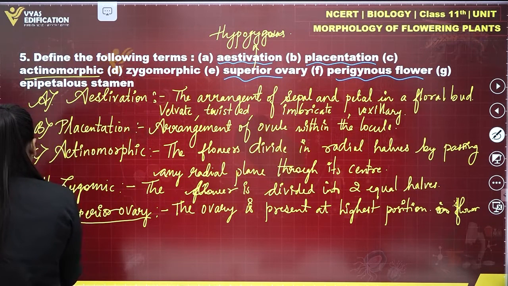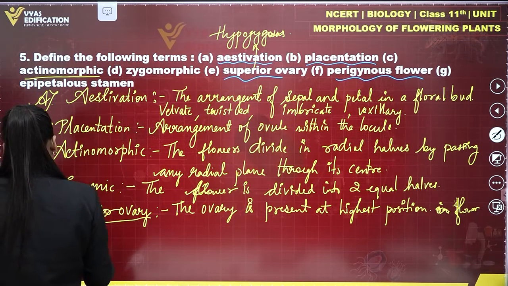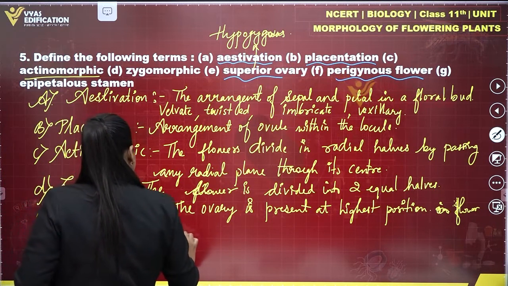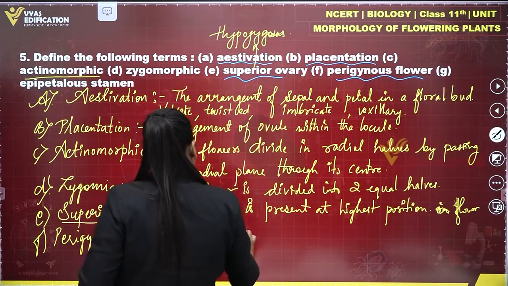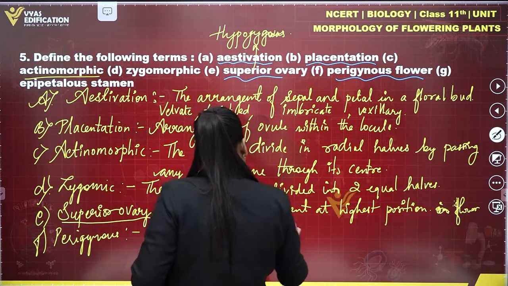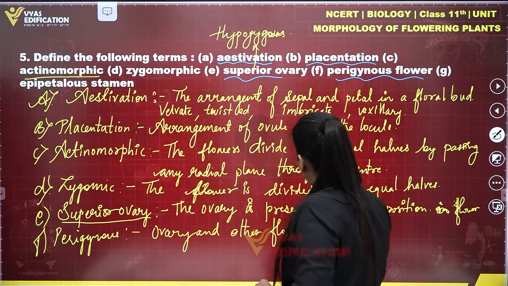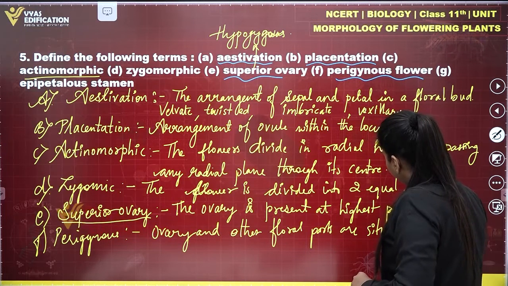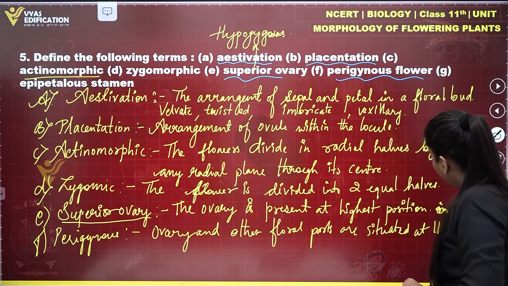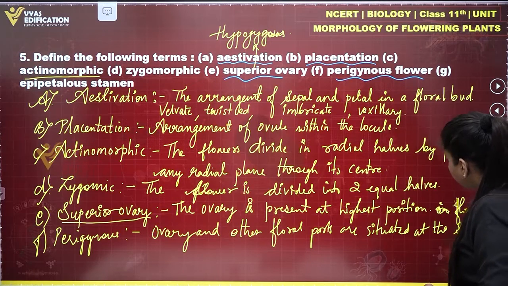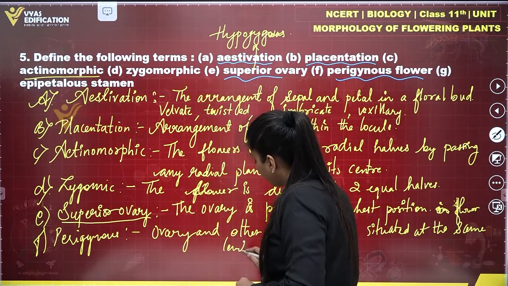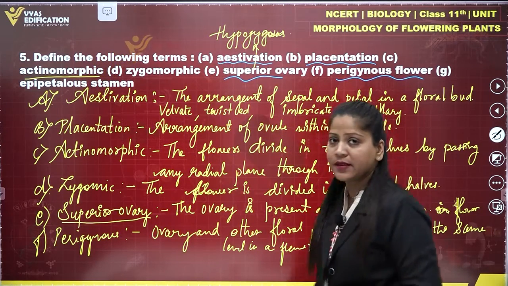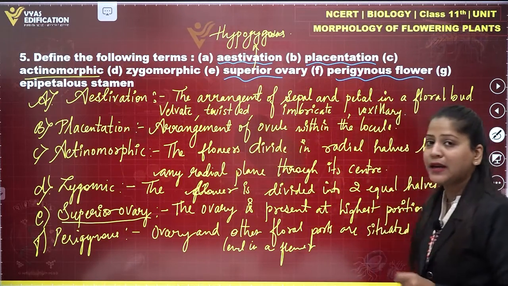Then we have to define perigynous. The ovary and other floral parts are situated at the same level in a flower on the thalamus, then they are said to be perigynous.